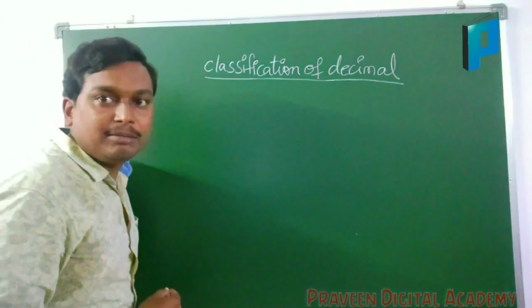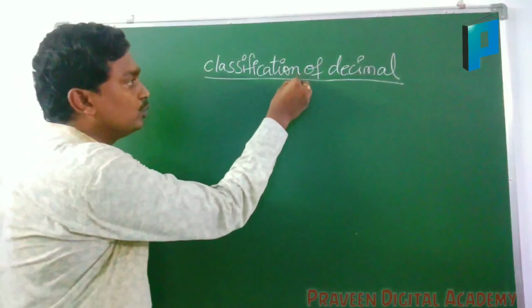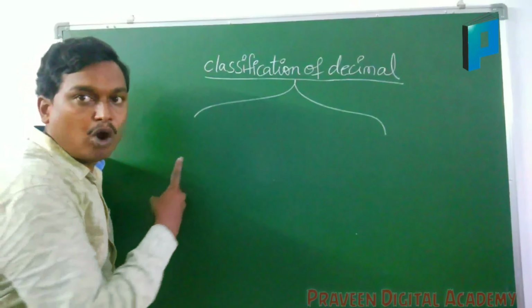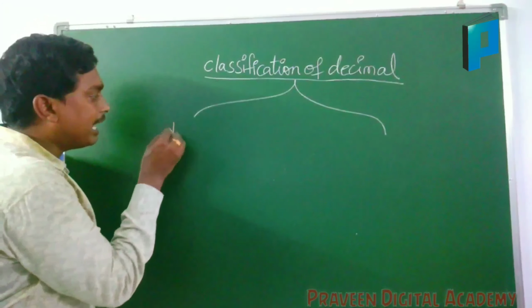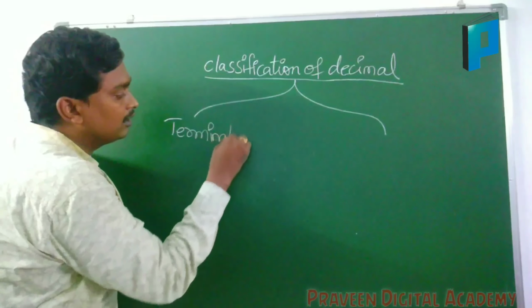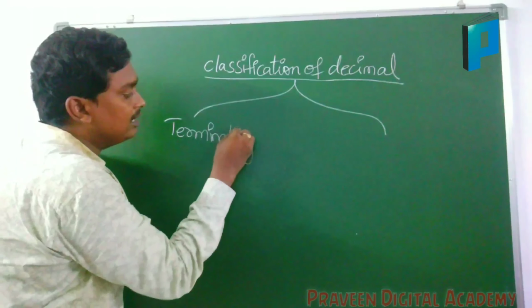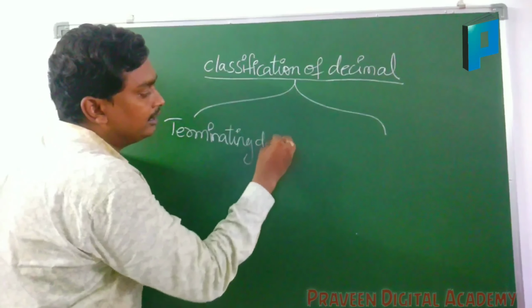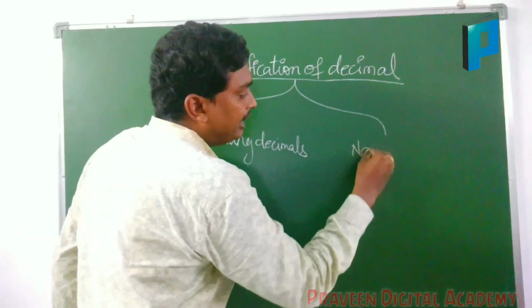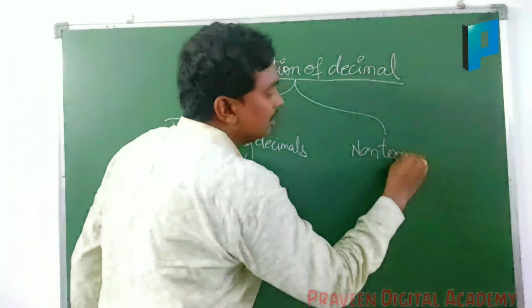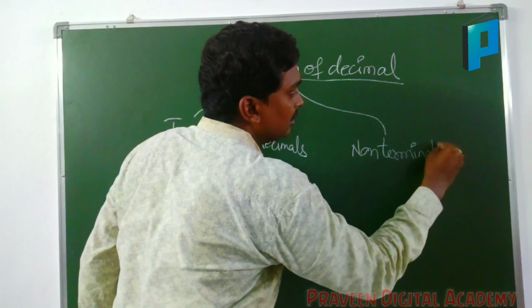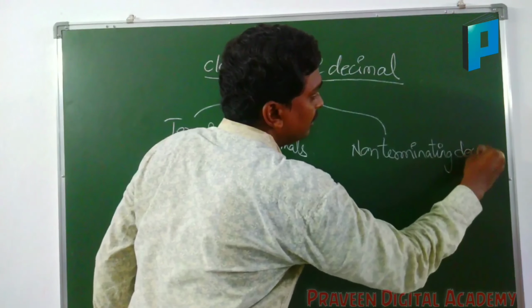Here, decimals are classified into 2 types. What are the 2 types? Terminating decimals and non-terminating decimals.